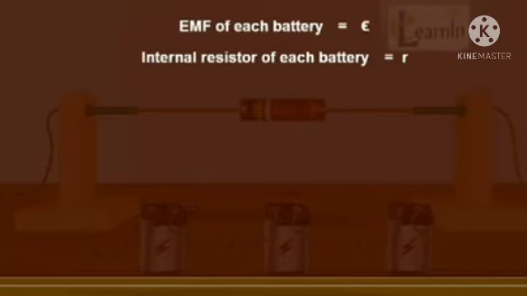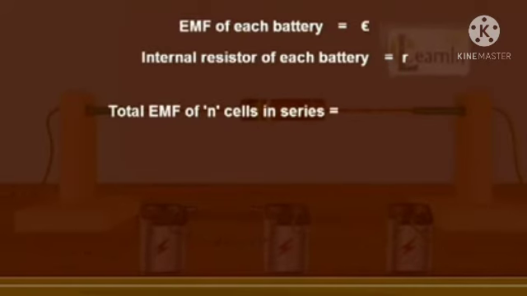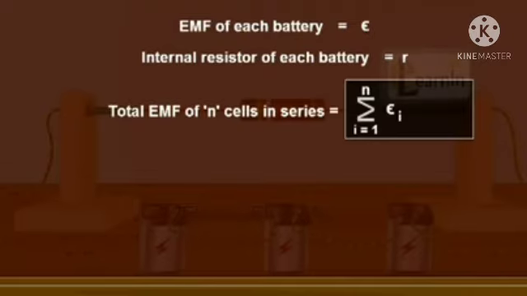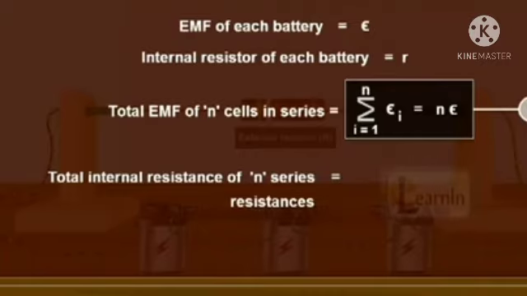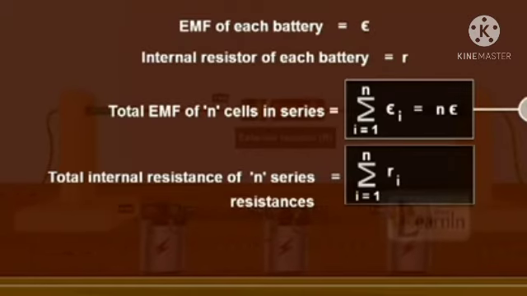EMF of each battery is E. Internal resistance of each battery is small r. The total electromotive force of n cells in series is sigma E_i equals n E. Total internal resistance of n cells in series is sigma r_i equals n r.